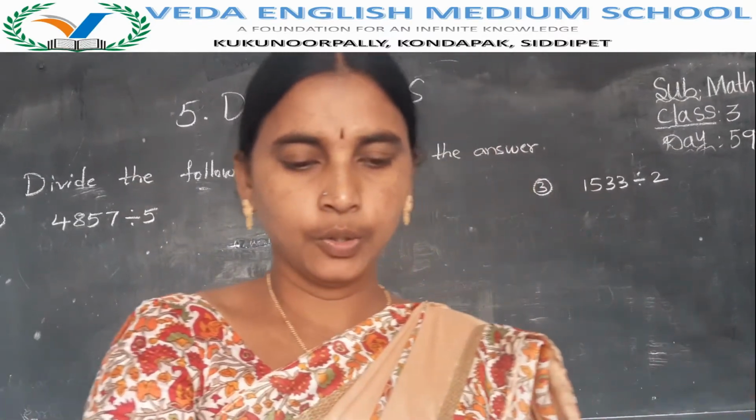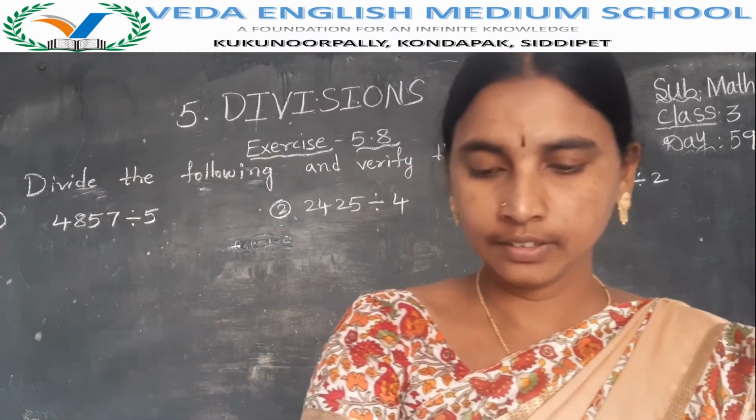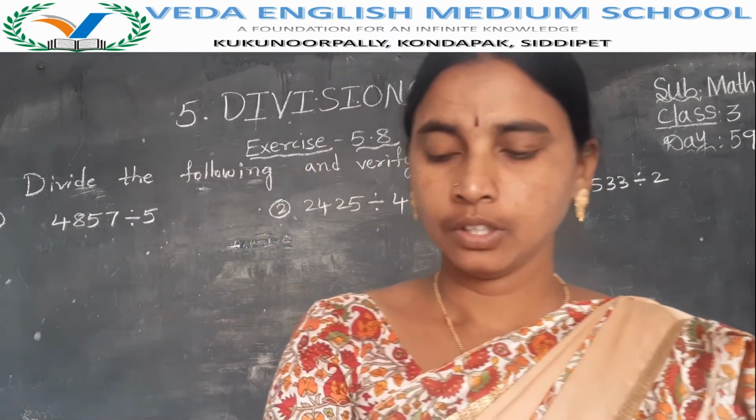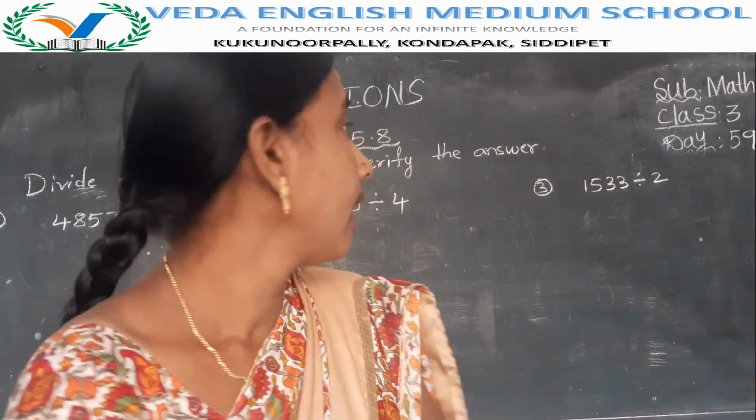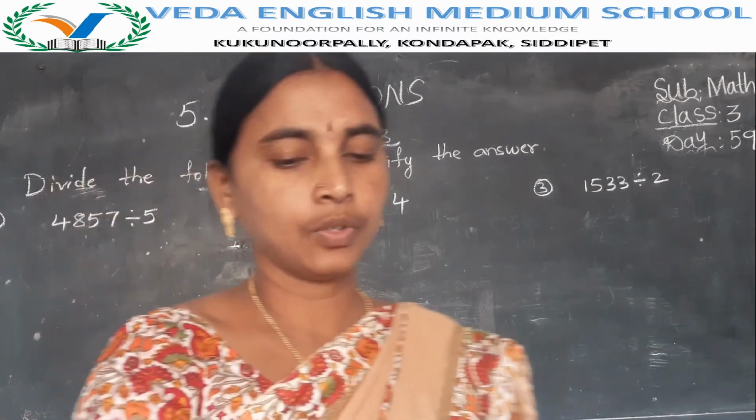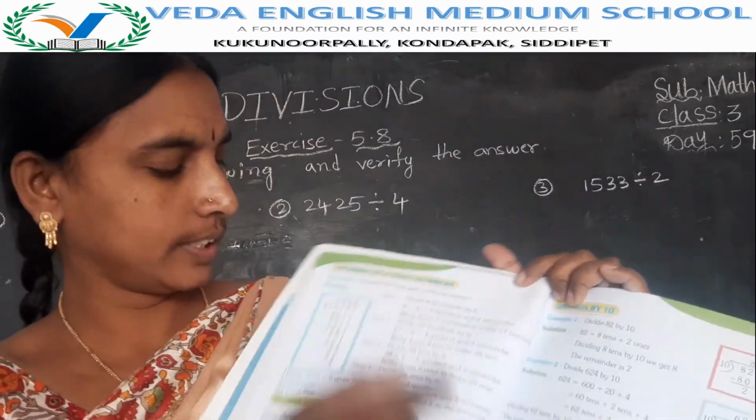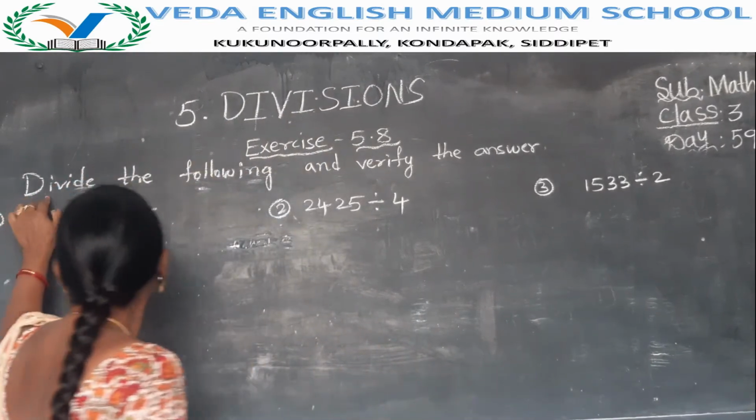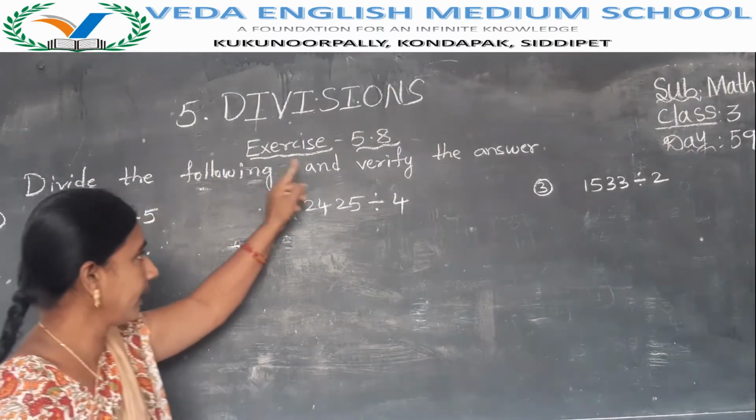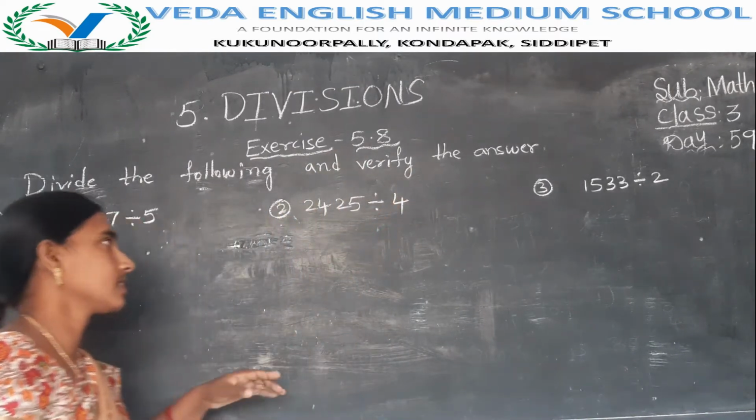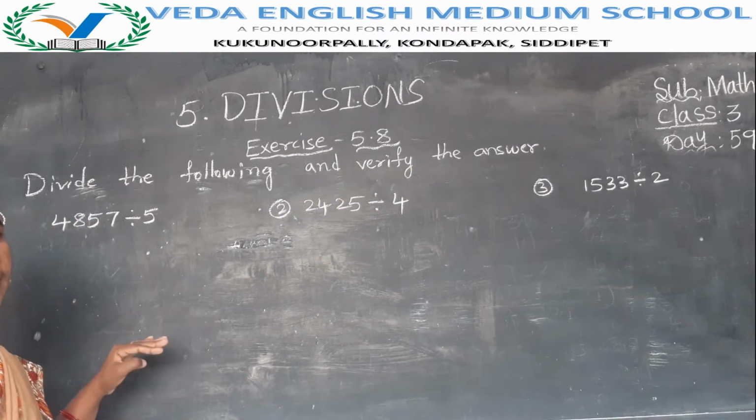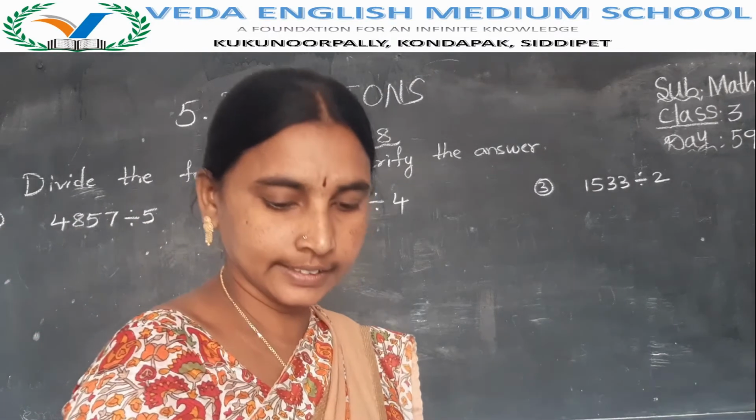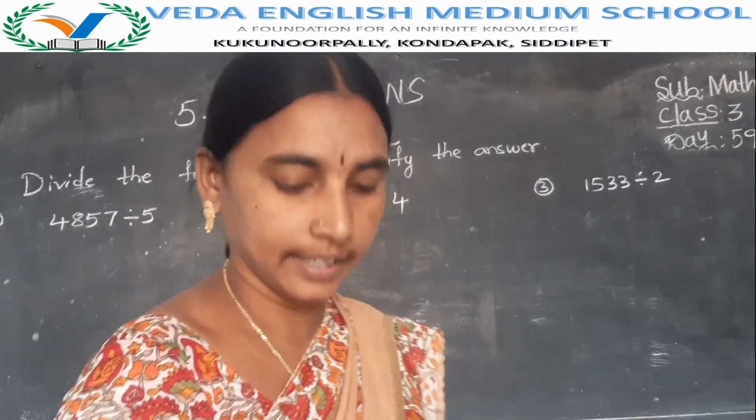In the previous class we learned exercise 5.7, in which we found the quotient and remainder. Okay children, today I am teaching about divisions of 4-digit numbers. That is exercise 5.8. The first part is: divide the following and verify the answer. First of all, divide and verify the answers. Already verified in exercise 5.6, quotient and remainder.